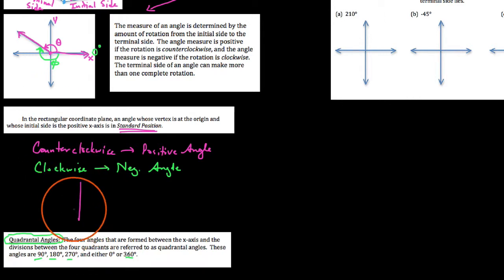So if we wanted to look at the xy coordinate plane, if we're discussing standard position, we're always going to classify this as 0 degrees, because any angle that's starting here and ending here would have rotated no degrees.